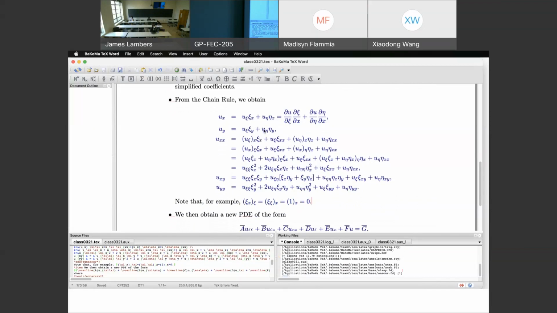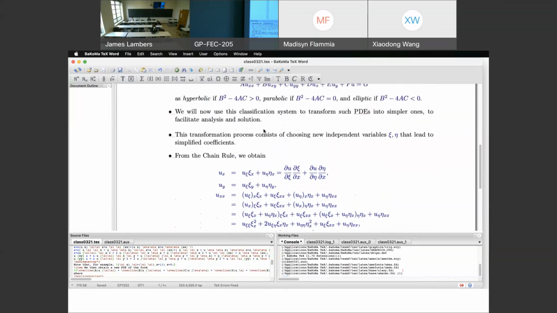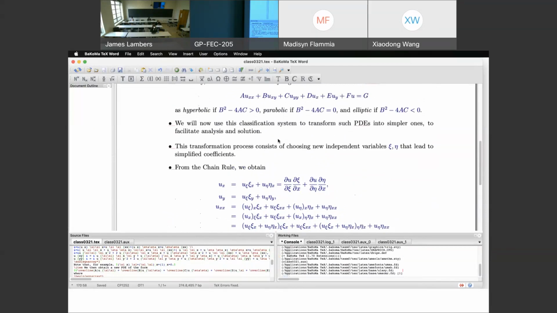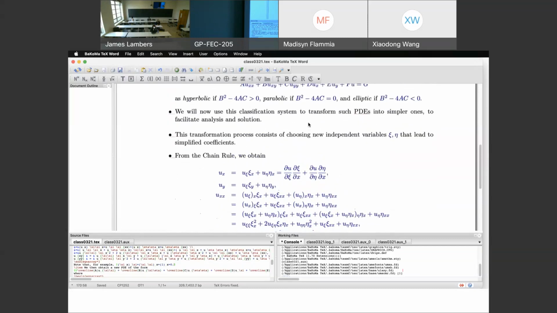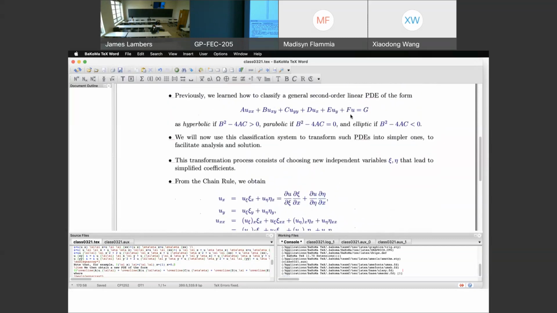So now, all the derivatives that show up in the original PDE have now been expressed in the new variables. So then what I can do is replace all of those derivatives up in here, and then rearrange the terms according to partial derivatives of u with respect to the new variables. That way I can find out what the new coefficients are.